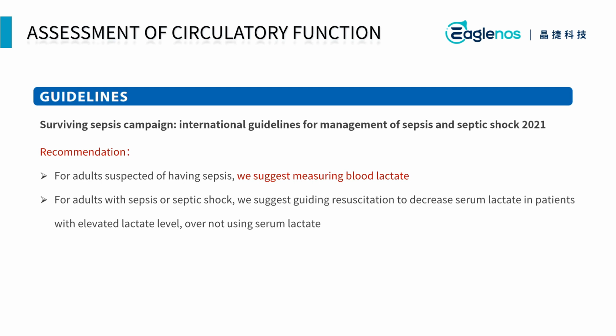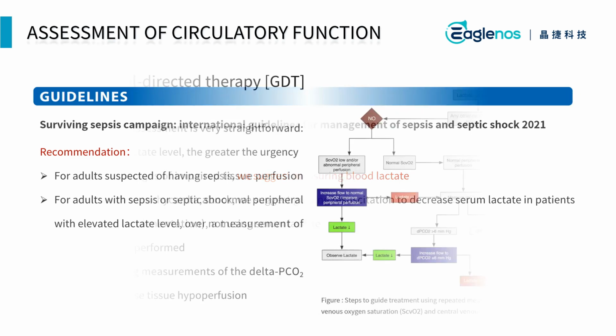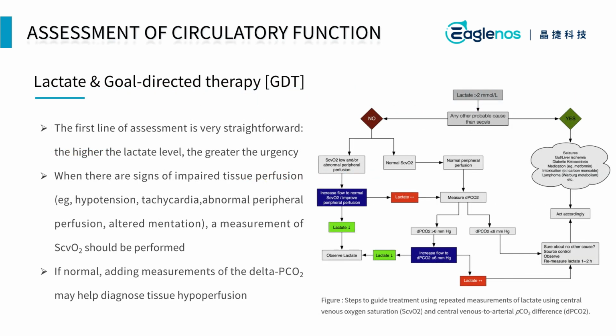Persistent or rising lactate levels despite resuscitation efforts can indicate inadequate tissue perfusion and guide clinicians to adjust their therapeutic approach, potentially shifting to more aggressive interventions. Lactate and venous oxygen saturation are frequently used in clinical practice to guide treatment, especially in critically ill patients. Elevated lactate levels are a red flag, signaling that tissues are not receiving sufficient oxygen to meet their metabolic needs.